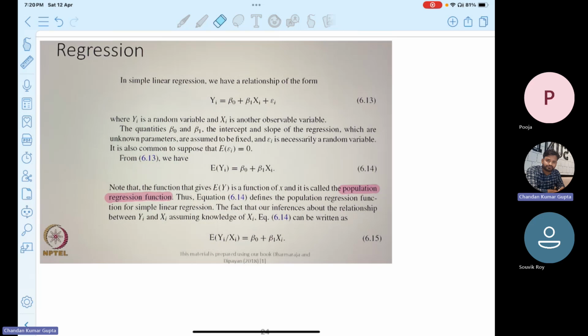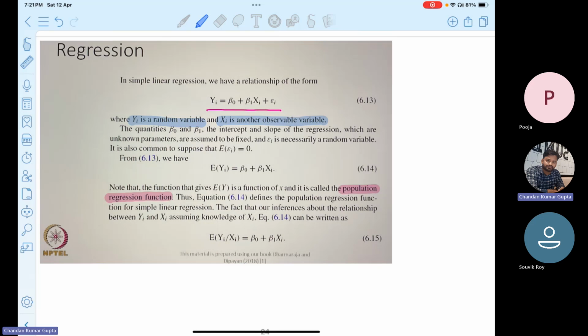So in simple linear regression, we have a relationship of the form 6.13, in which yi, the dependent variable, is a linear combination of the independent random variable xi with some unknown constants. These unknown constants are called regression coefficients. Here y is the random variable and xi is another observable variable. These observable random variables are also called independent random variables or explanatory variables.